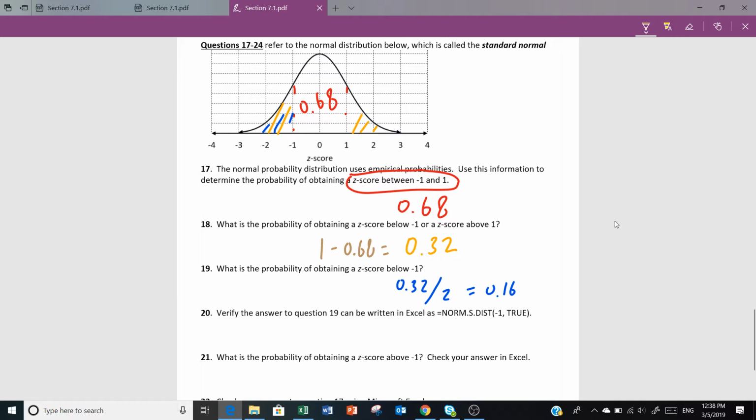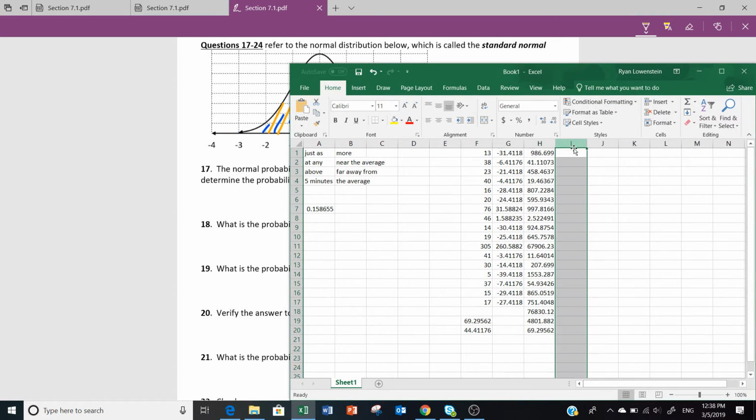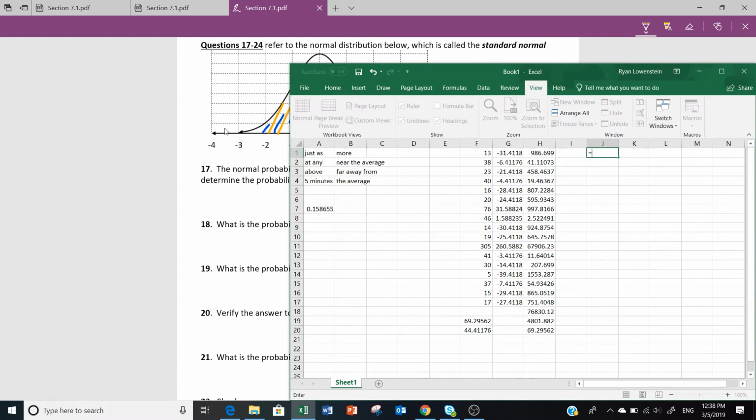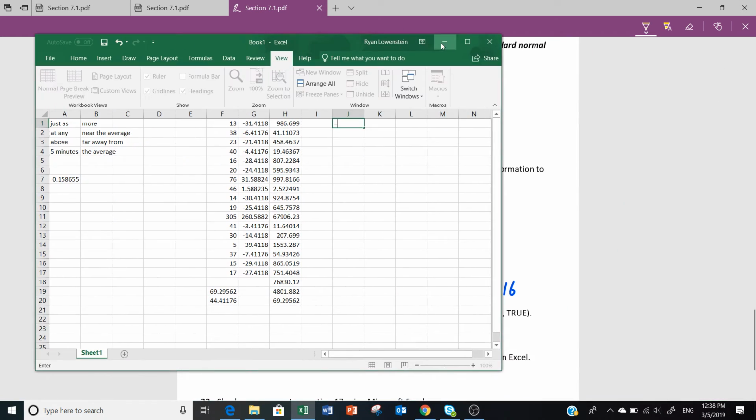Okay, now this one says to do it in Excel, so I'm going to do it in Excel. Anytime you want to do a left probability, you do norm.s.dist of the number. Equals, let's zoom in so you guys can see this. It's not letting me zoom, weird.